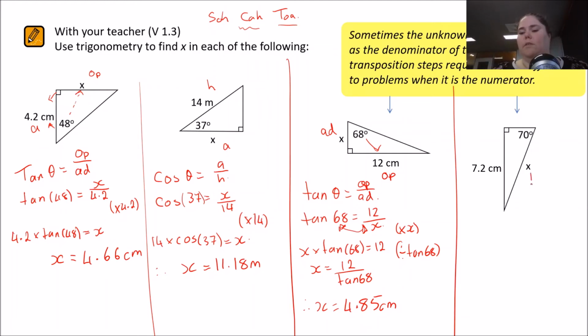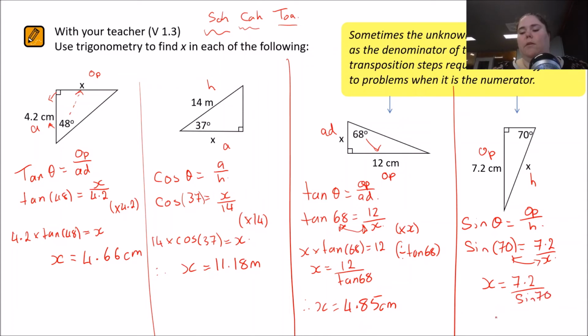We label our sides. So hypotenuse and opposite. So that is going to be sine. Sine theta equals opposite over hypotenuse. Sub in our values. Sine 70 equals 7.2 over x. We want to get that x by itself, so I'm just going to swap these two. X equals 7.2 over sine 70. X equals 7.66 centimeters.